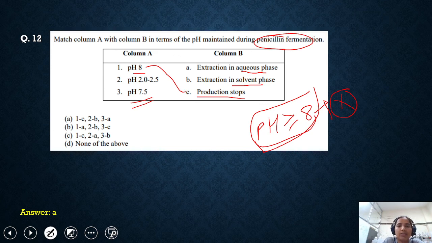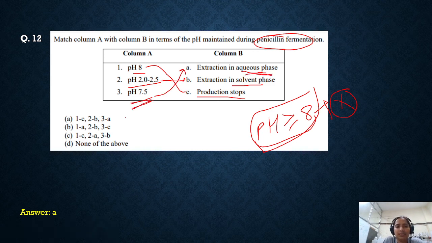Okay, then this pH 2 to 2.5, this is the pH that is initially present. So this is the extraction in solvent phase, and when it is finally in an aqueous phase, this pH 7.5 will work. Okay, so for all the three different pH, we have a different activity of this penicillin.